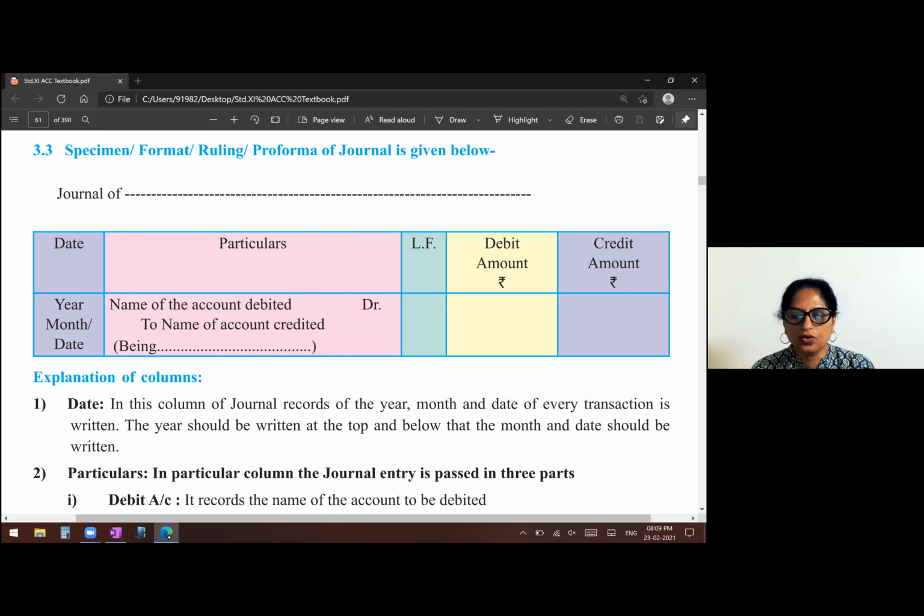So you will draw, again I'm repeating, you write the name of the chapter, journal, below that the meaning, then the definition, and then the specimen. So you can leave 2 pages there, draw it very neatly.